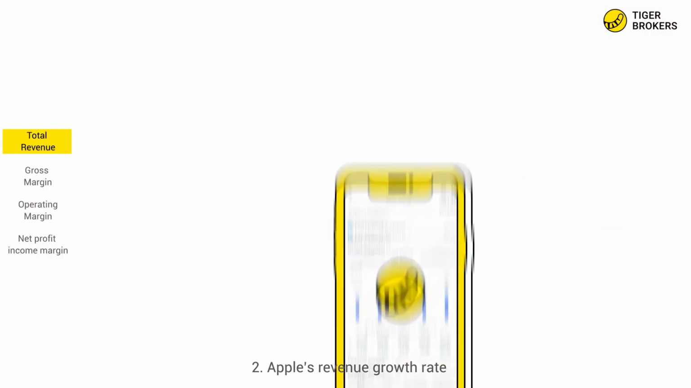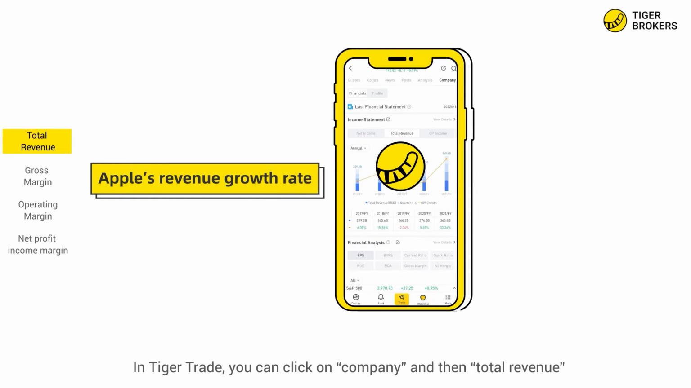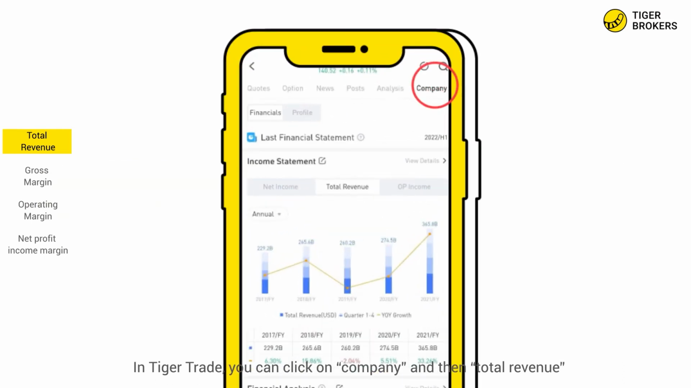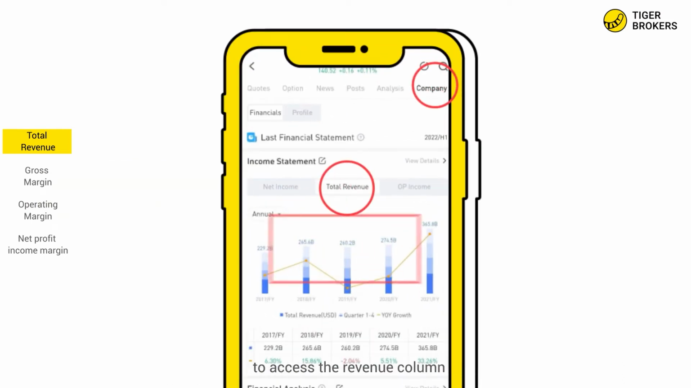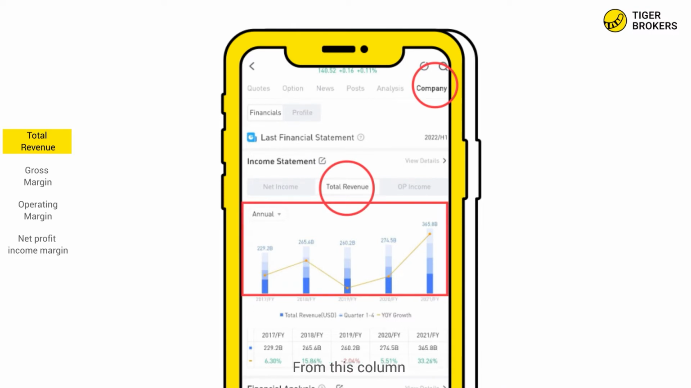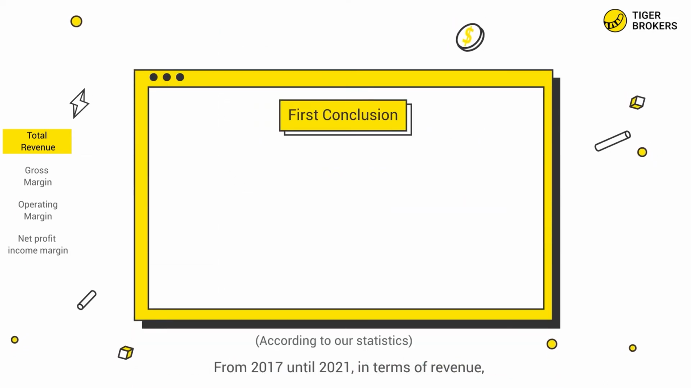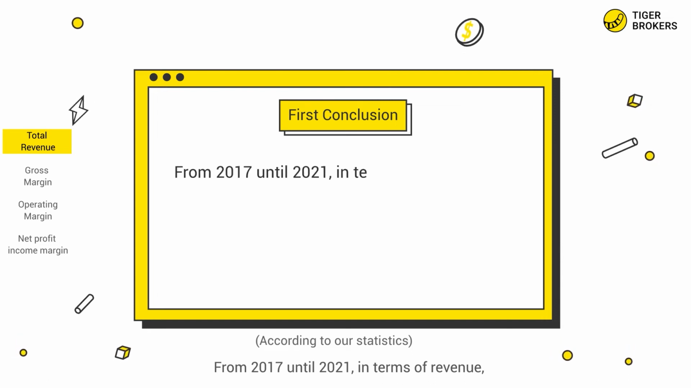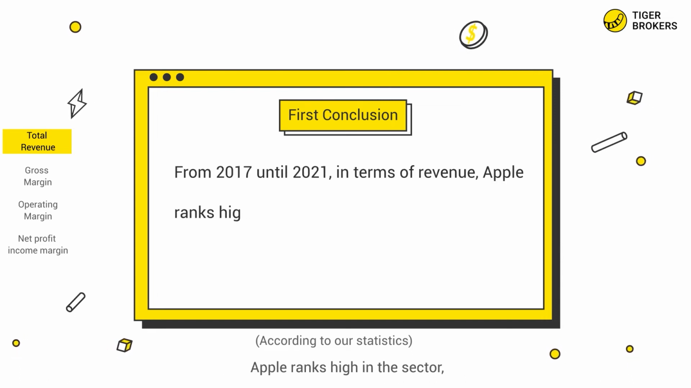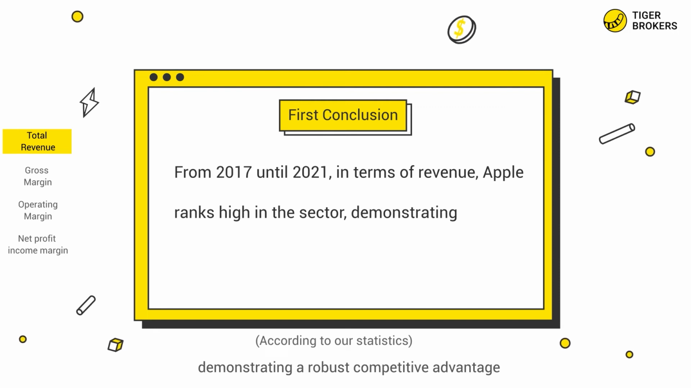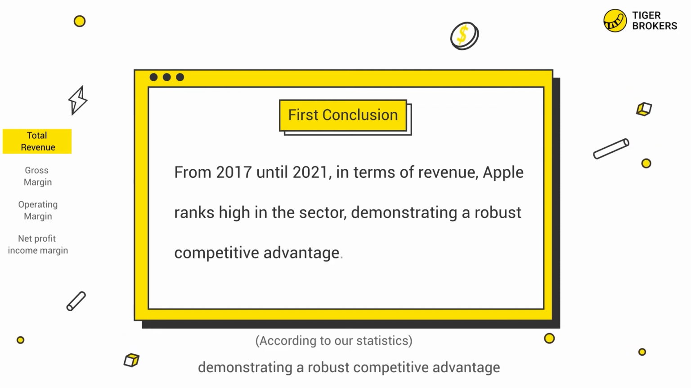2. Apple's revenue growth rate. In Tiger Trade, you can click on Company and then Total Revenue to access the revenue column. From this column, we can find the revenue growth rate. Based on the Tiger Trade data, we can draw the first conclusion. From 2017 until 2021, in terms of revenue, Apple ranks high in the sector, demonstrating a robust competitive advantage.